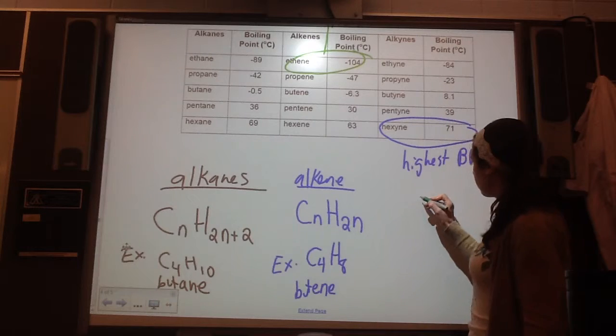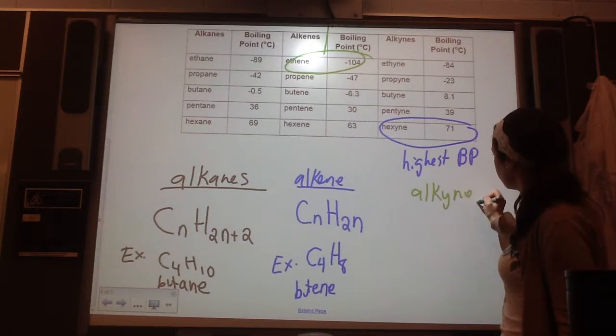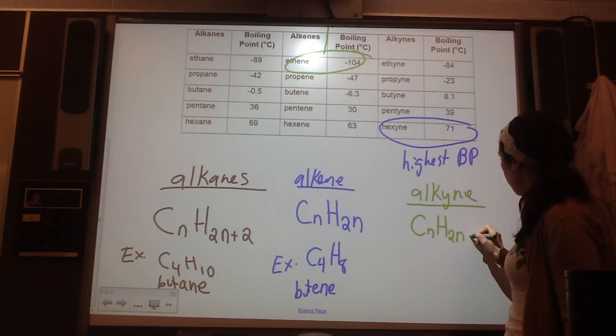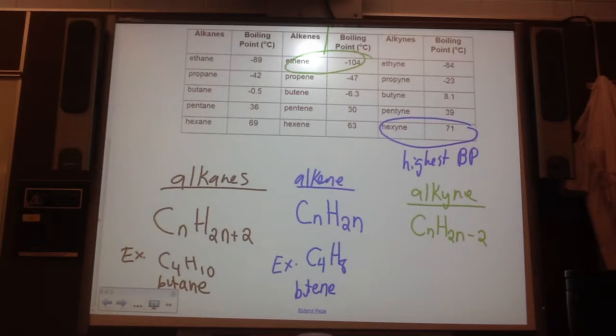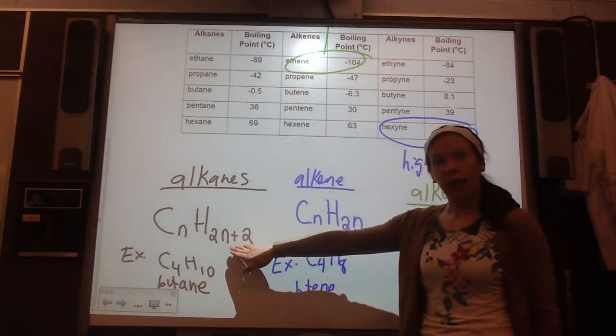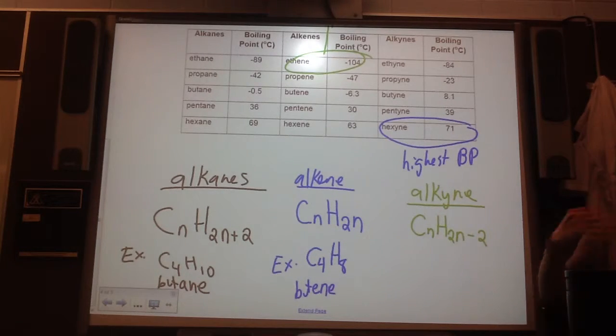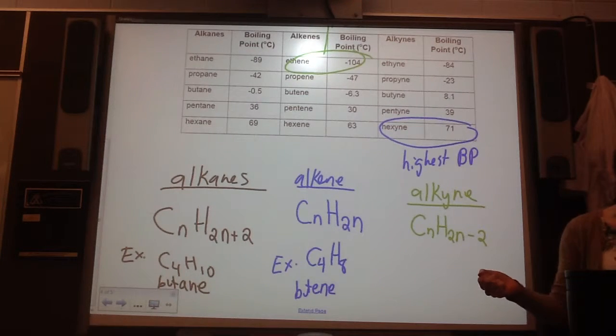So the last one is our alkynes, which is CnH2n-2. So we take away 2 more hydrogens. Remember how you guys noticed that whenever you went from a single bond to a double bond, you took away 2 hydrogens, right? So look at this. You start with 2n plus 2, then you take away 2 hydrogens. Then you take away 2 more, right? Every time you add another bond to the carbon, you have to take a hydrogen off of each carbon. So that's why it decreases by 2 each time.